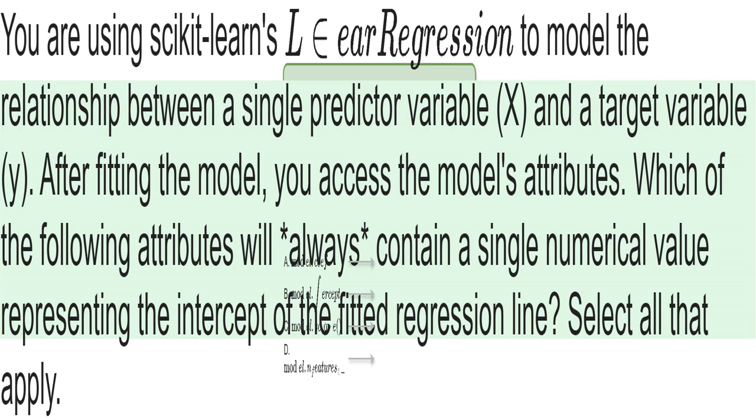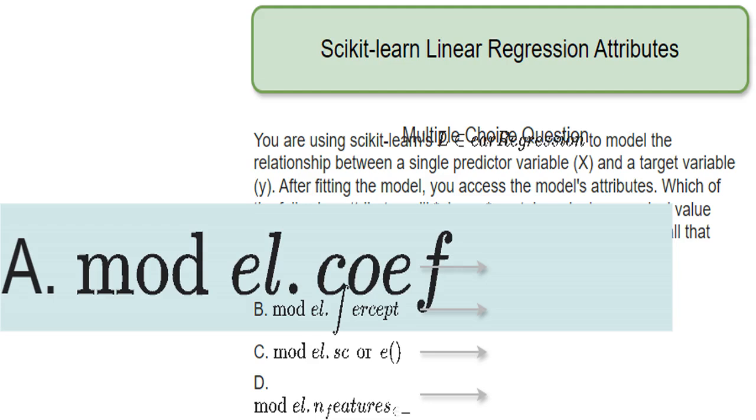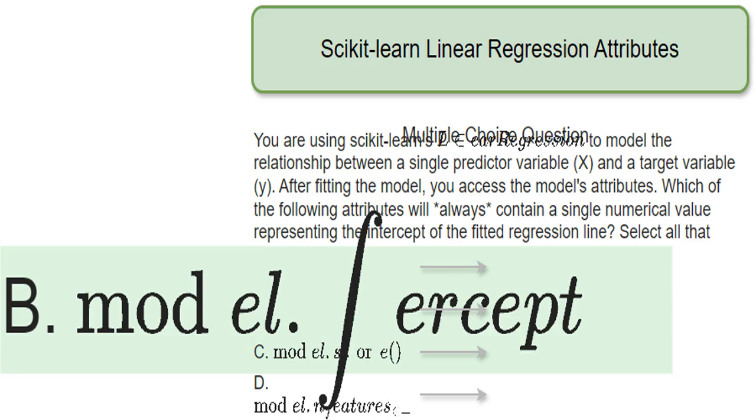This attribute, model.coef_, gives you the slope of the line. Think of it as the steepness of the line. In a simple linear regression with one predictor variable, you'll get one value, but that's the slope, not the intercept. This is the key. model.intercept_ gives you the y-intercept. That's where the line crosses the y-axis. This is the value we want.